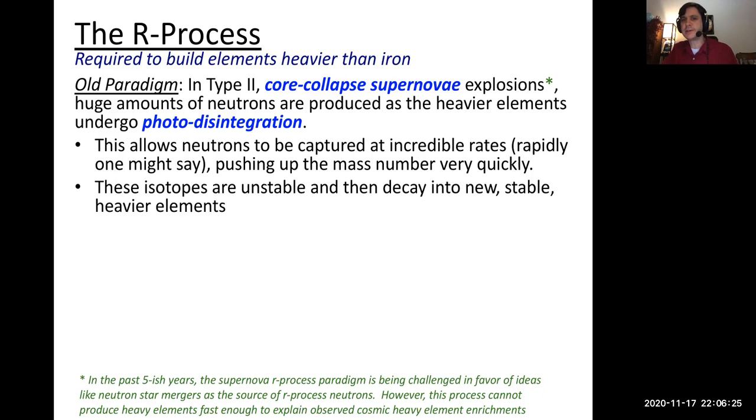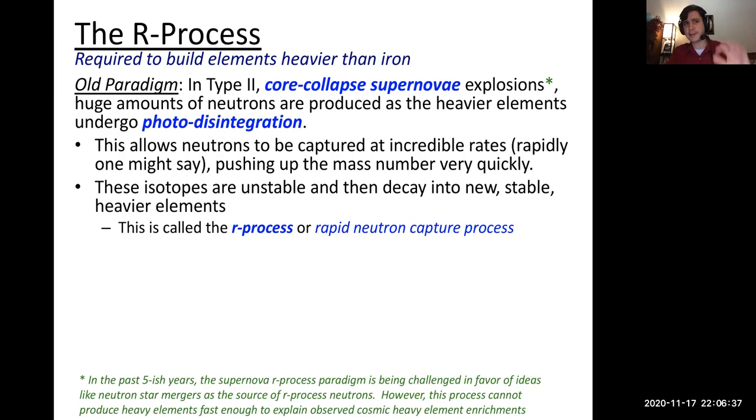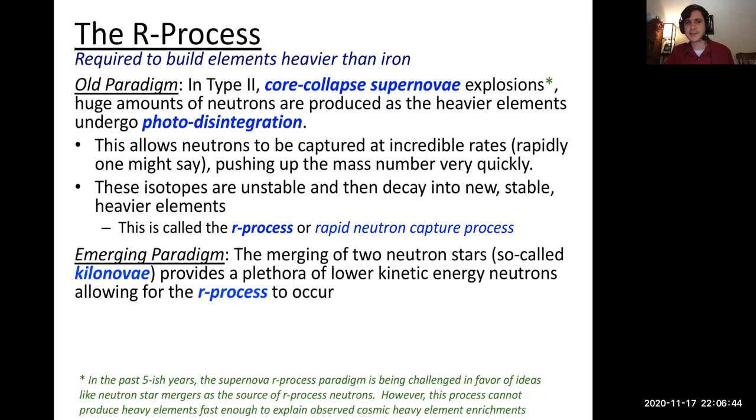So these radioactive materials will then rapidly decay, and they'll keep undergoing radioactive decays until they can form stable, new, heavier elements. This process of capturing a whole bunch of neutrons very, very rapidly in a supernova core collapse, where you're producing all those neutrons, is called the rapid neutron capture process, the R process. And yes, that does happen.